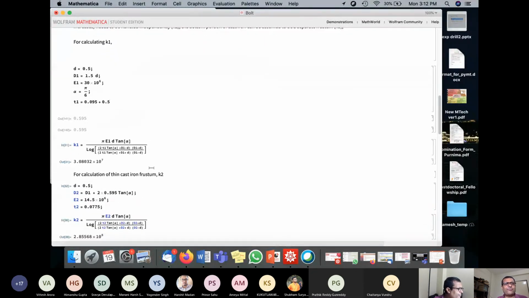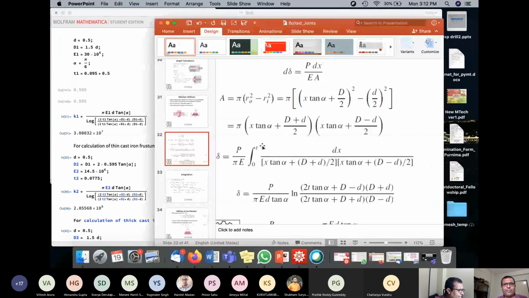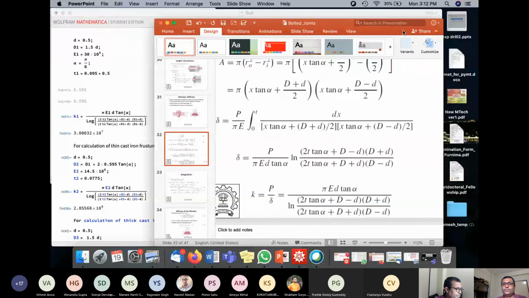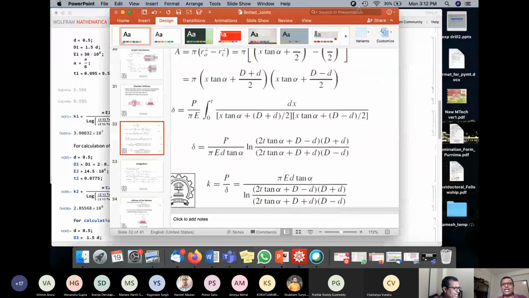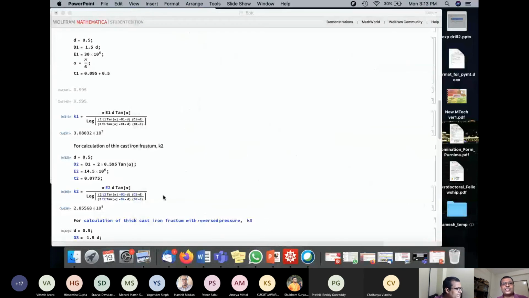And I use the same formula we derived: pi E D tan alpha, log of (2t tan alpha plus D minus d)(D plus d) divided by (2t tan alpha plus D plus d)(D minus d). K is equal to this. It's exactly the same formula I have written here. So basically, that's the stiffness.